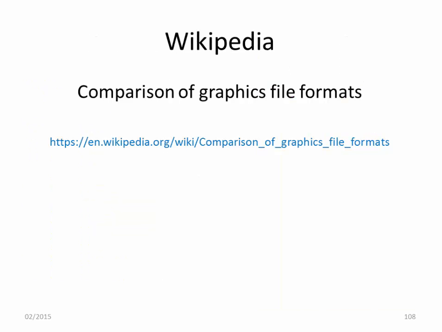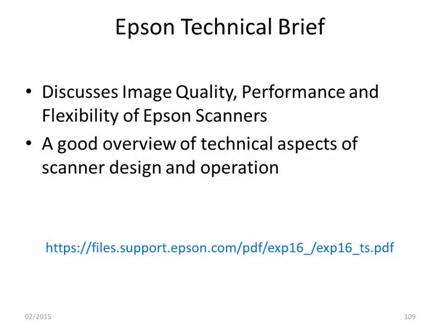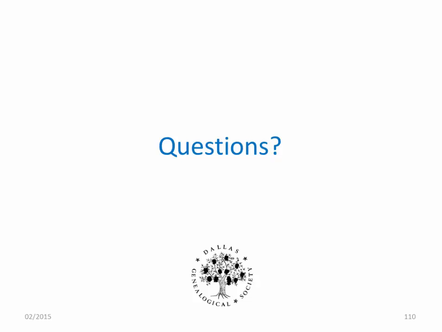Wikipedia has some pretty good information, tells you all about more than you want to know about 256 different graphic formats. And this one too, this Epson technical brief gave a lot of information about scanners and some of the parameters and things about measuring, and was just a real good reference there. So with that, I promise no more math, and I'll be happy to try to answer any questions that you might have.